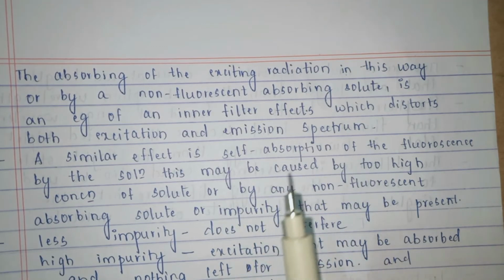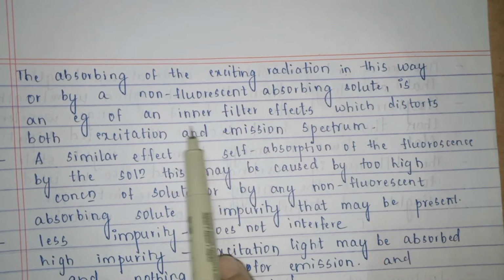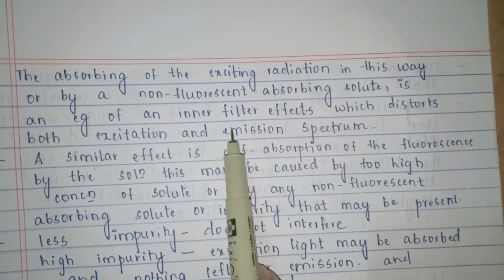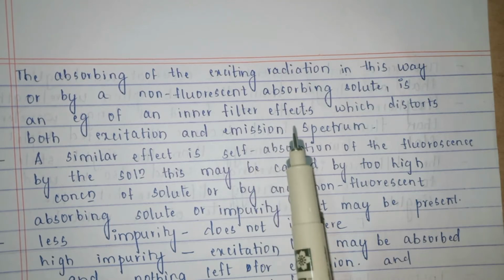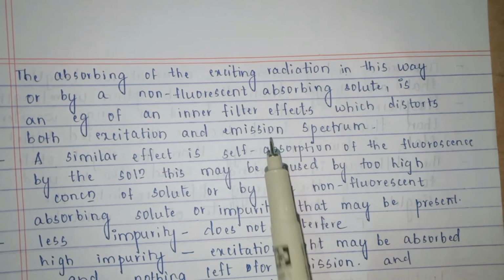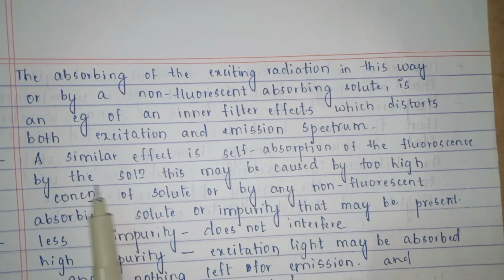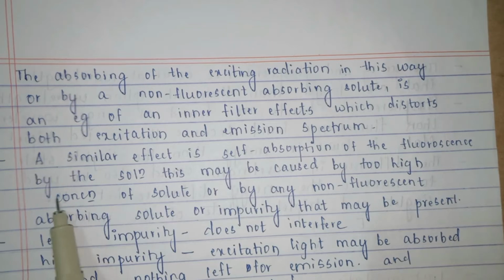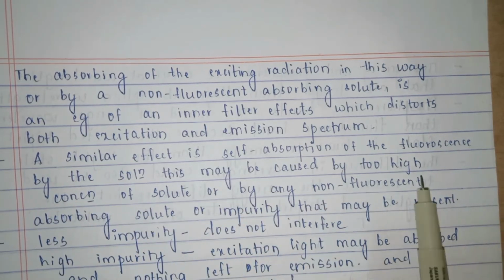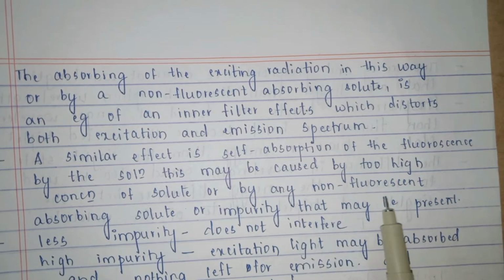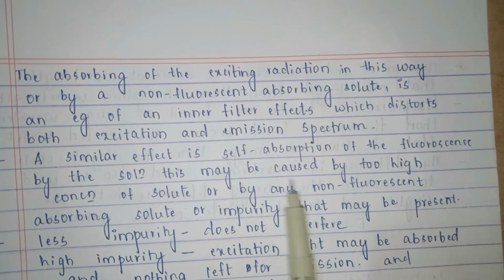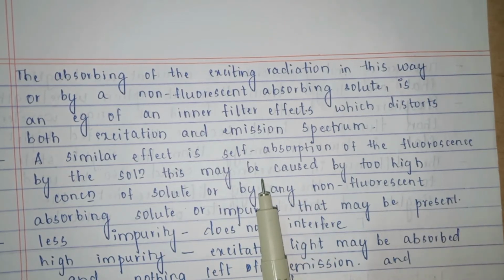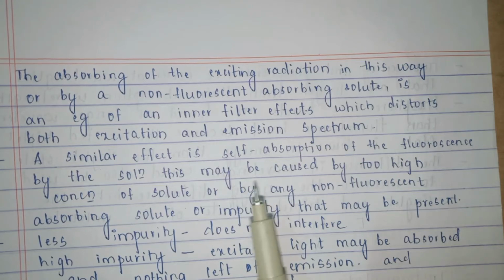But the moment I go on increasing the concentration, this will lead to inner filter effects. The meaning of inner filter effects is there will be fewer excited molecules. In turn, there will be very few emitted radiations from the molecule, and the fluorescing capacity decreases. Now this is true if there is a self-absorption of the fluorescence by the solution. This may be caused by too high a concentration of the solute, or by any non-fluorescent absorbing solute or impurity that may be present.